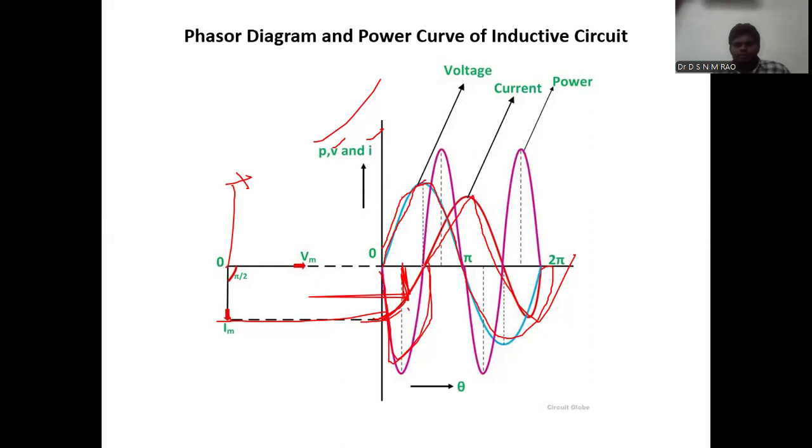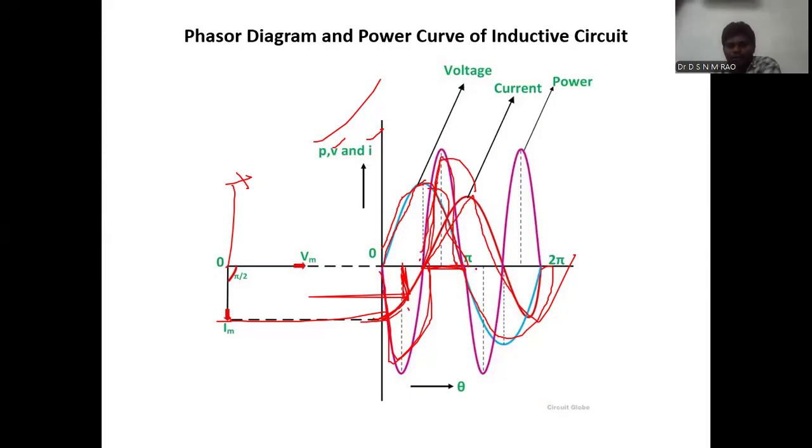Similarly, from pi by 2 to pi, the voltage signal, the blue color signal, is positive, and the current signal is also positive. So positive into positive, the power signal will be positive.